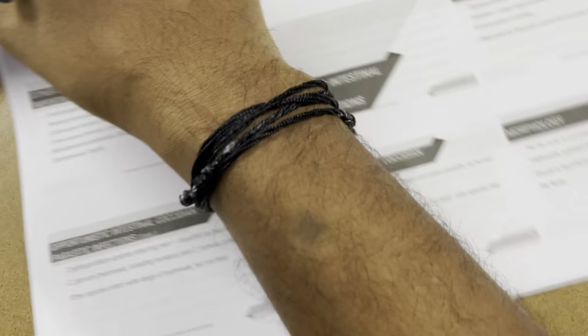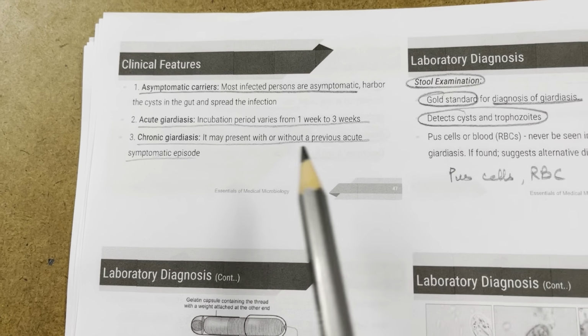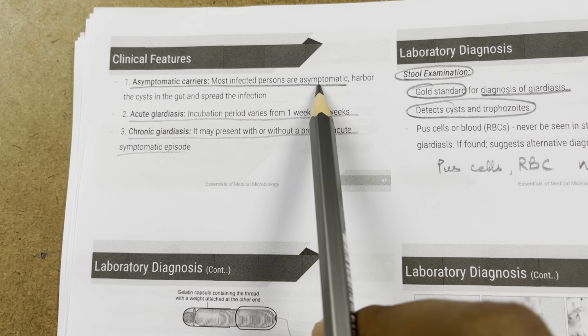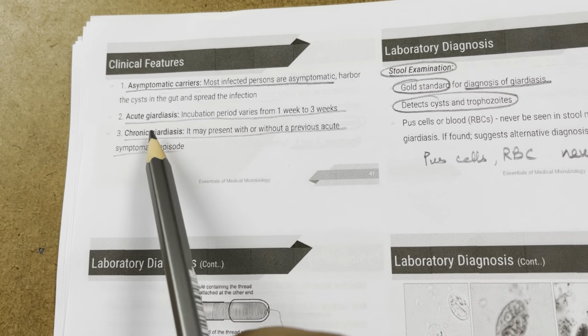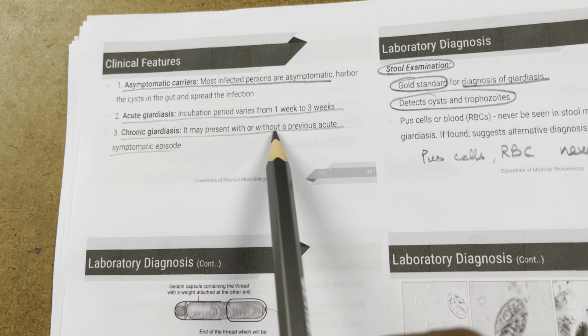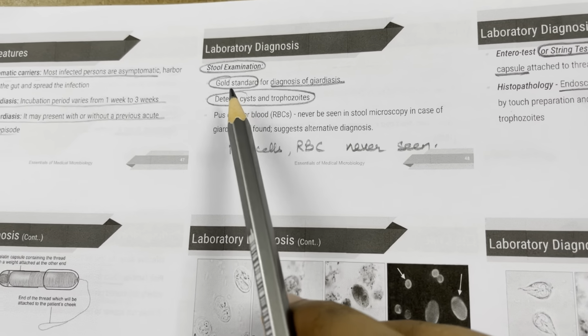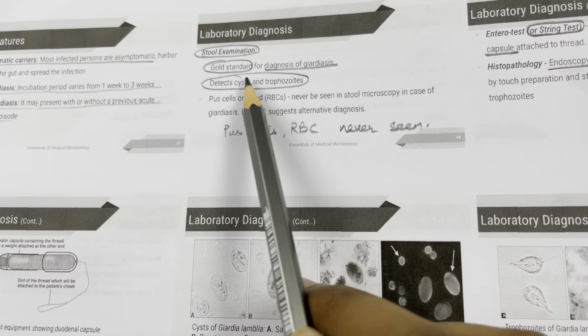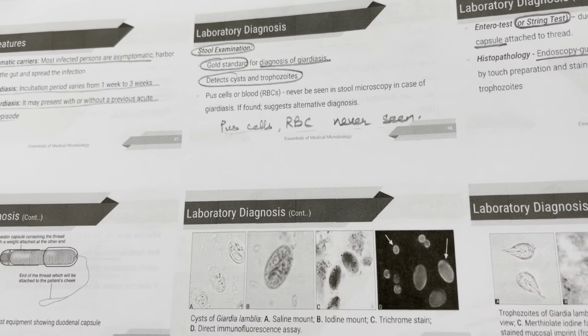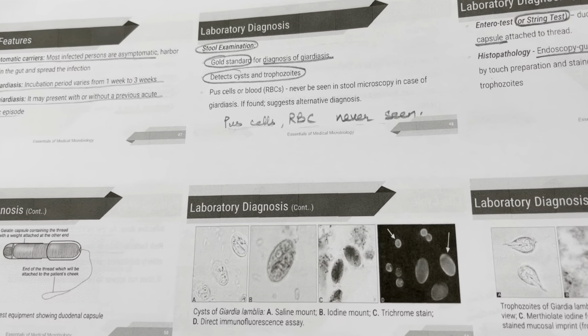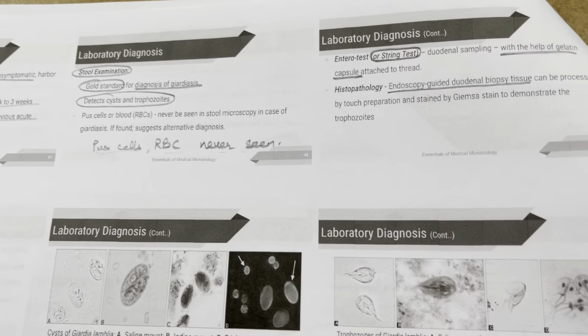There are also antigenic variations. Giardia undergoes frequent antigenic variations due to a cysteine-rich protein on its surface called variant surface protein. Now clinical features, so there are asymptomatic carriers, most of them are asymptomatic, and then acute giardiasis, incubation period varies, and chronic giardiasis, it may present with or without a previous acute episode. So lab diagnosis, stool examination is the gold standard test. It detects cysts and trophozoites in the stool, but if you see pus cells and RBCs, it suggests an alternative diagnosis because pus cells and RBCs are never seen in Giardia samples.